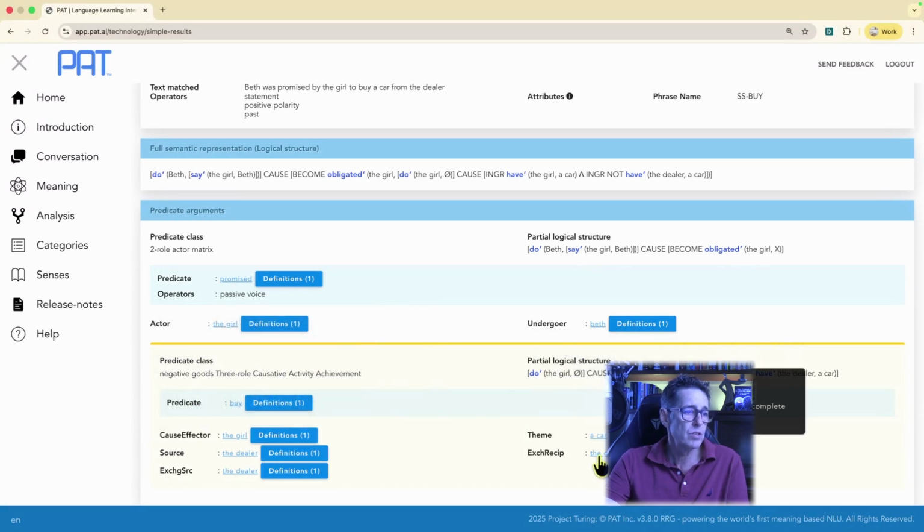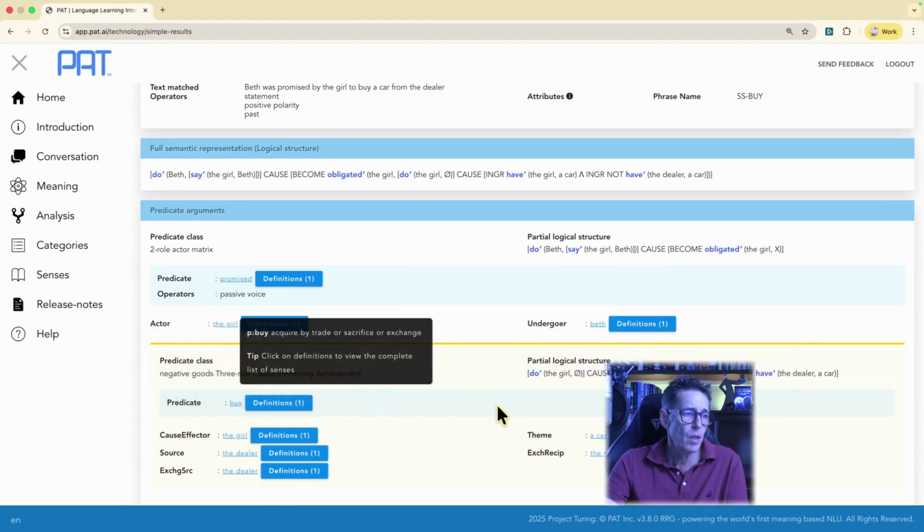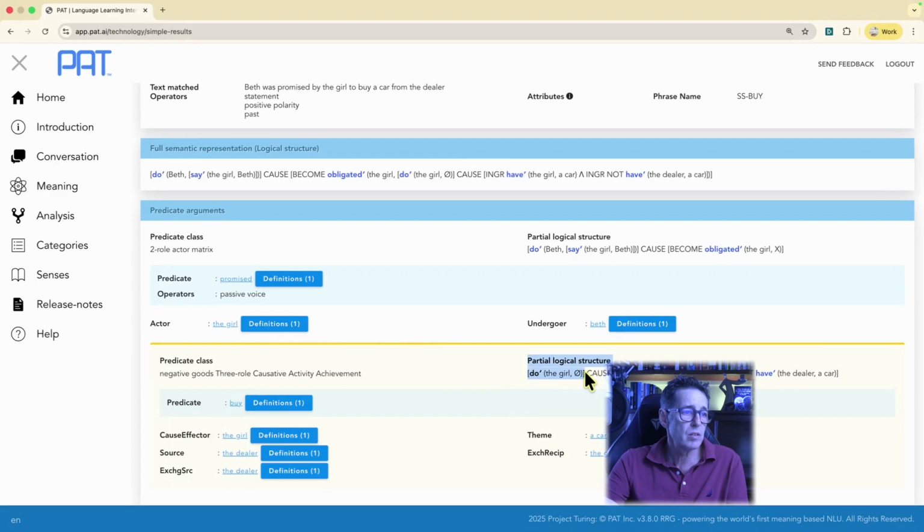So the recipient is the girl. The thing that they're buying is a car, and the thing doing the giving, that has the car at the moment, is the dealer. And we can see here the logical structure for this part of the sentence is that the girl does something which causes the girl, who doesn't have the car, to have it, and the dealer, who did have the car, to not have it. And so we then get the full meaning representation.